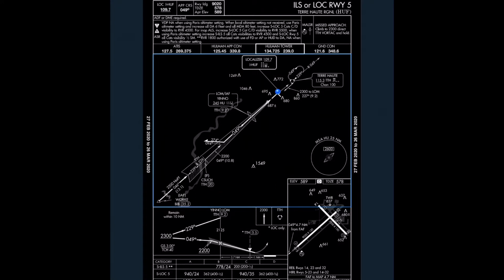Okay, so we'll be taking a look at the ILS runway 5 approach plates and also just a general overview of ILS approach plates. So today, taking a look at the localizer or ILS runway 5 approach into Terre Haute.